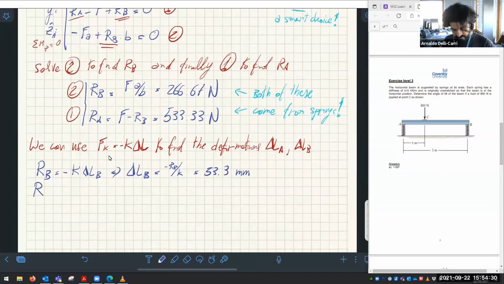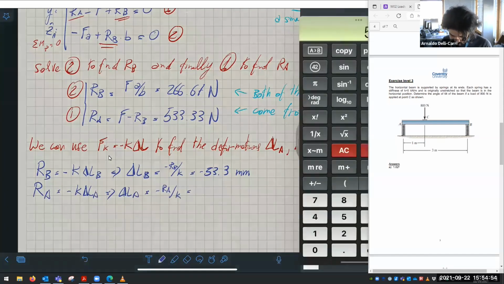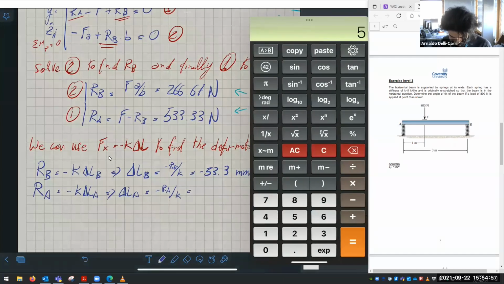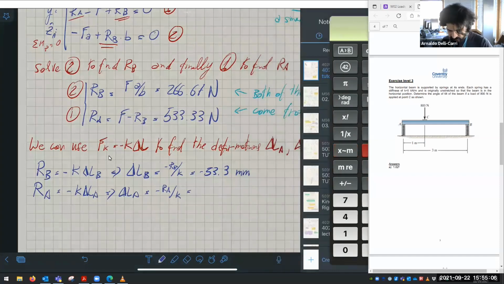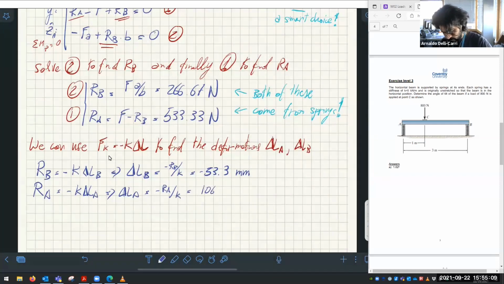And for RA, that's exactly the same thing. So delta LA equals minus RA over K. So this is negative, okay, because the spring is in compression. So it's negative 53.3 millimeters because it's in compression. Minus RA divided by K is 533.33 divided by 5,000. This times 1,000 is 106.7 millimeters, negative because it's also in compression.